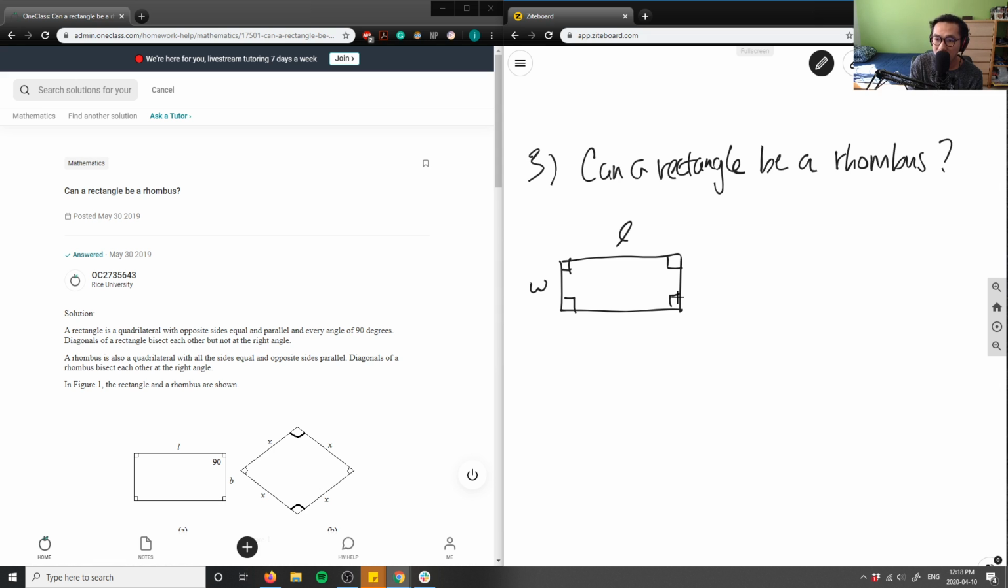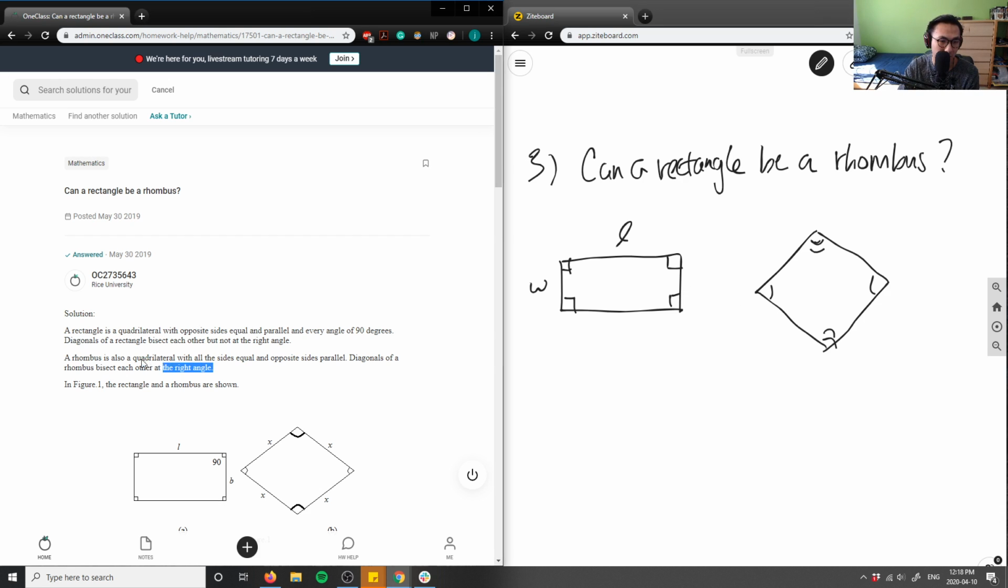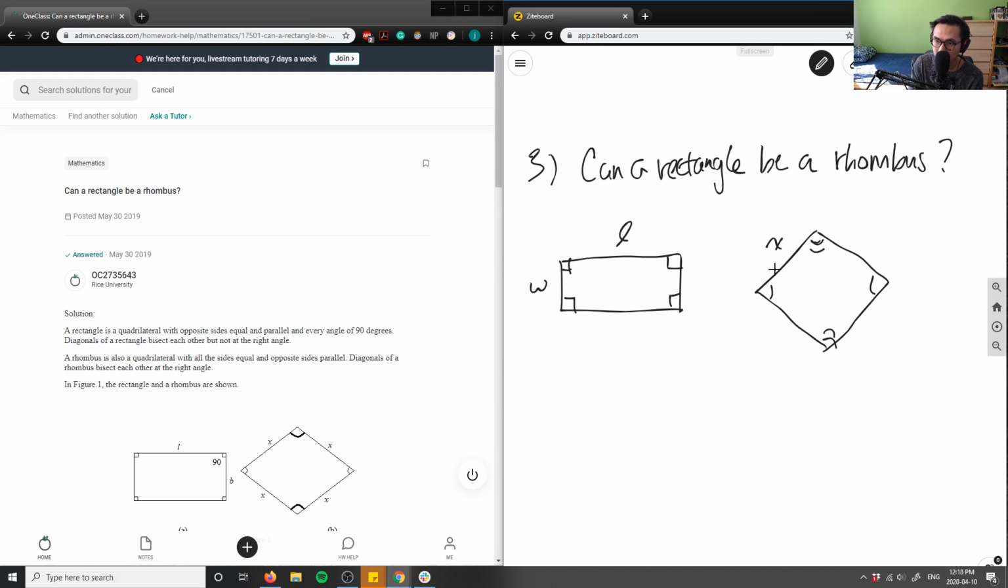And then a rhombus is different, right? A rhombus, how they drew it here, they have two angles that are equal to each other, and again these two angles are equal to each other. So all the sides are equal, right? All the sides are equal, but the diagonals of the rhombus bisect each other at a right angle here. So this here is a rhombus. So all the sides are equal, right?